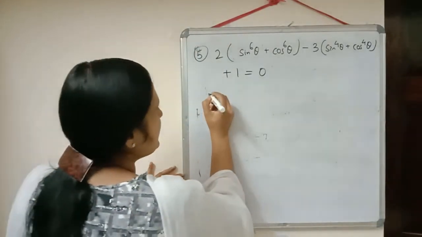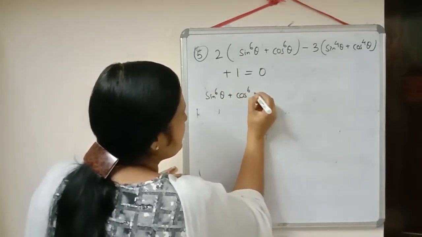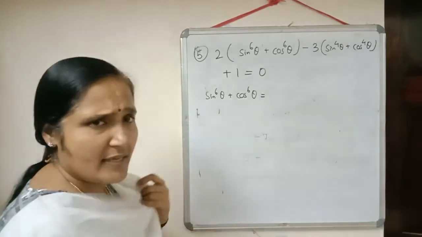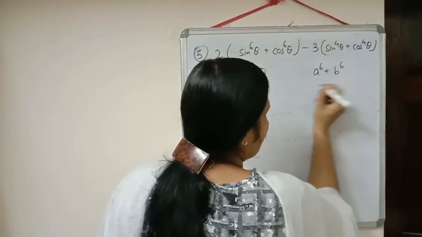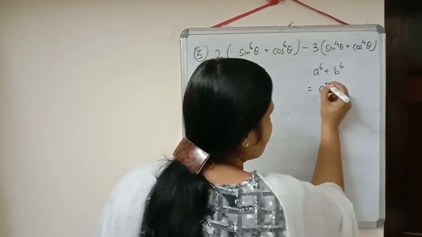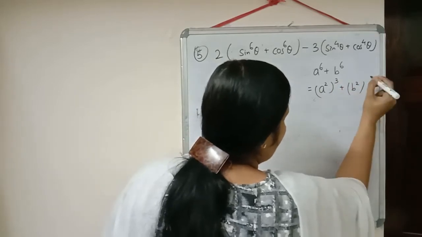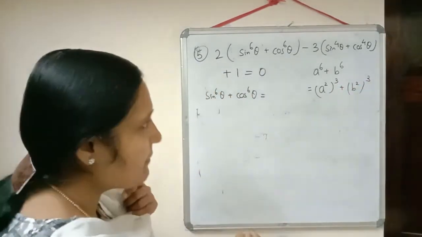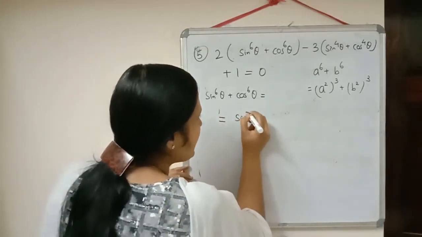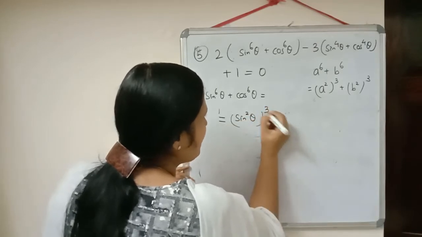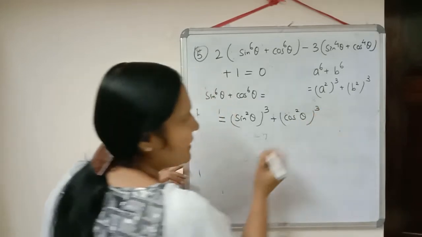So our first expression is sin raised to 6 theta plus cos raised to 6 theta. Just to check there, a raised to 6 plus b raised to 6. If it is there, we can rewrite in this way. It can be written as a square the whole cube plus b square the whole cube. So in the same way I am going to write here, sine raised to 6 theta can be written as sine square theta the whole cube plus cos square theta the whole cube, written in this way.